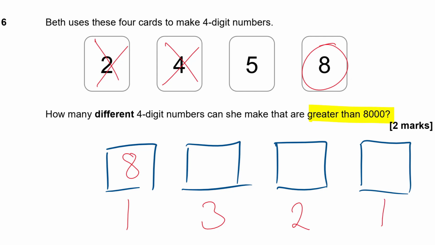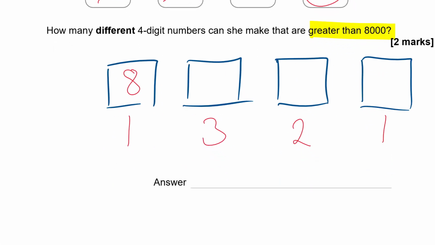I've only got 1. Okay, so then we can work out the total number of ways by then multiplying those choices together. So 1 times 3 times 2 times 1 should give me the number of ways of working out altogether. So 1 times 3 times 2 times 1 is 6. So there are 6 different numbers greater than 8,000 that she can make.